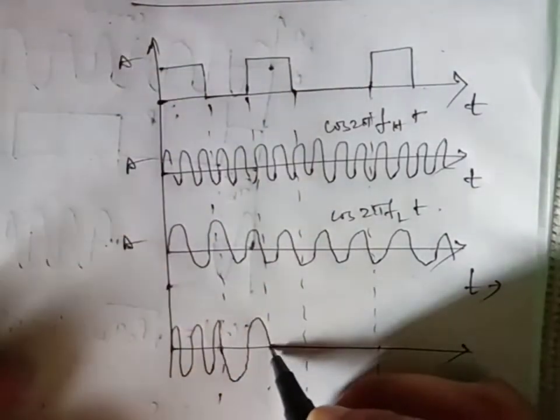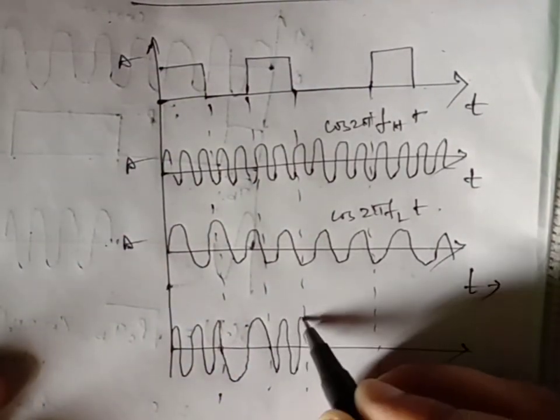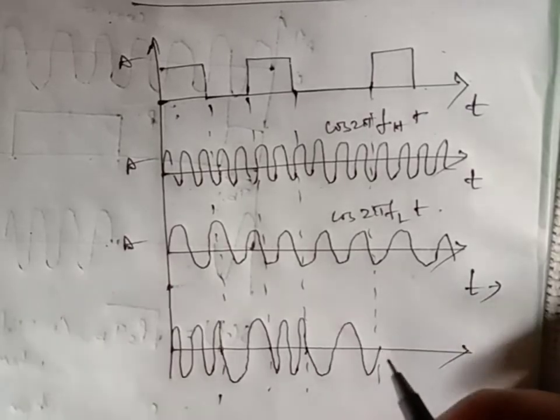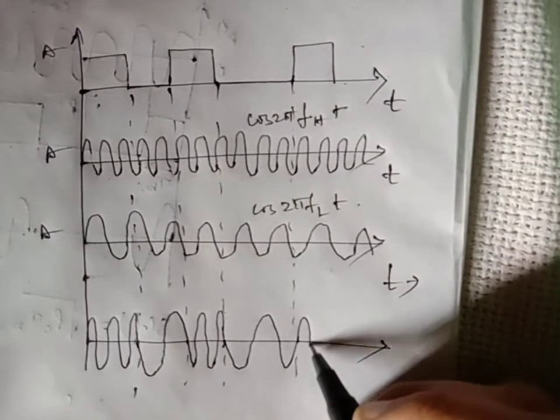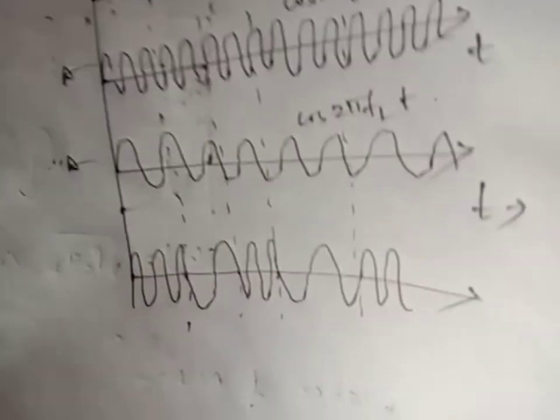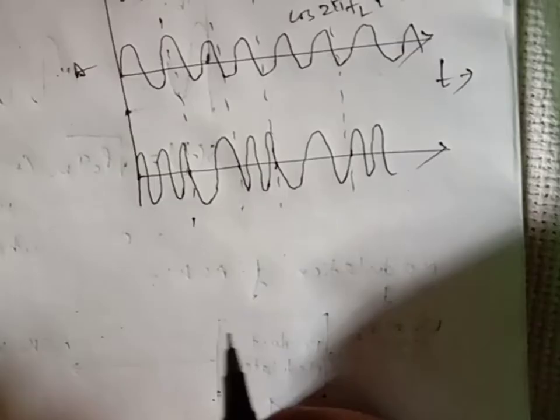Again there is 1, higher frequency; again there is 0, lower frequency; again 1, higher frequency. So this is the waveform of BFSK. Now I will draw the block diagram of BFSK. Block diagram.